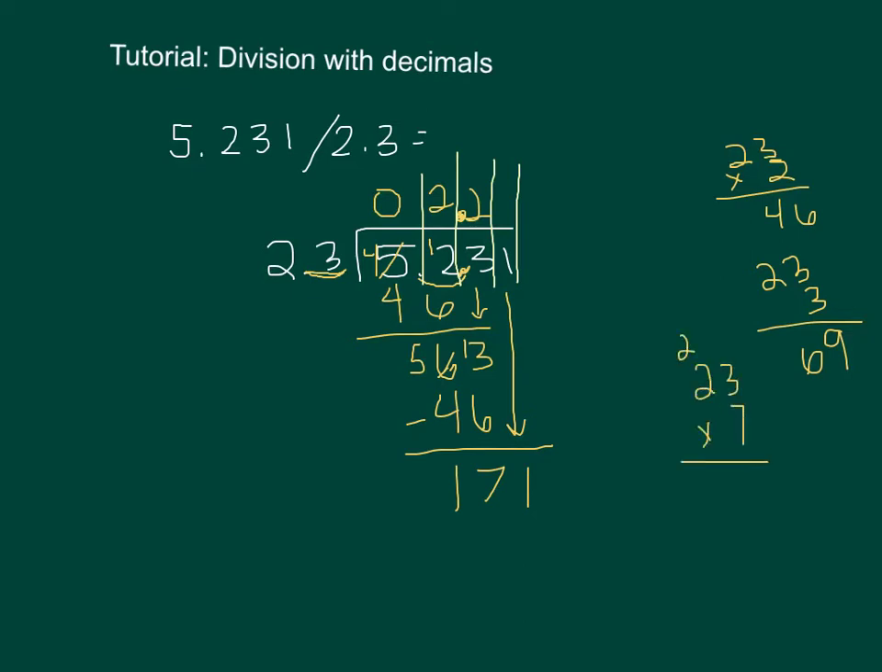7 times 3 is 21. 7 times 2 is 14, 15, 16. Yeah, that fits. And it's not going to fit more than that. So 161. 7 take away 6 is 1. Check and make sure the remainder is smaller than the divisor.